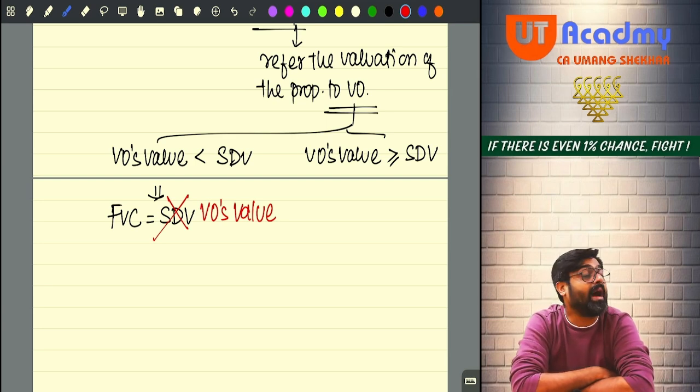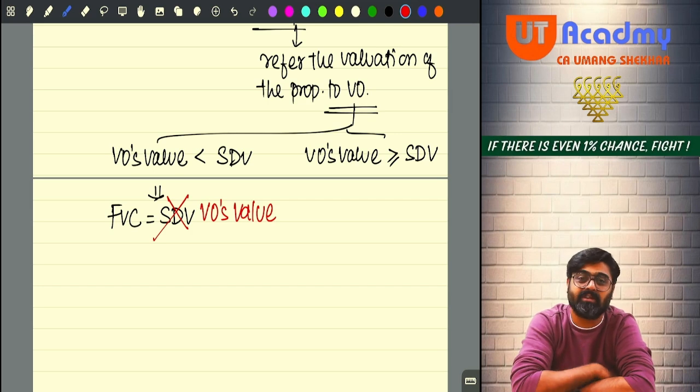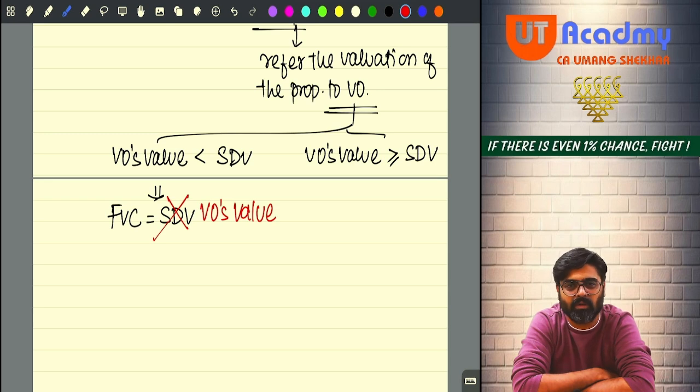But when our valuation officers determined the value of the property, we came to know that taking 40 lakhs would be an undue hardship for you, because even our valuation officer has derived a value, and according to him the value is only 35 lakhs, which is lower than the stamp duty value. So we will not unnecessarily harass you, okay? We will not unnecessarily take that 40 lakhs of stamp duty value as your full value of consideration. We will take VO's value as your full value of consideration. Why? Because that is still more than your sale consideration.